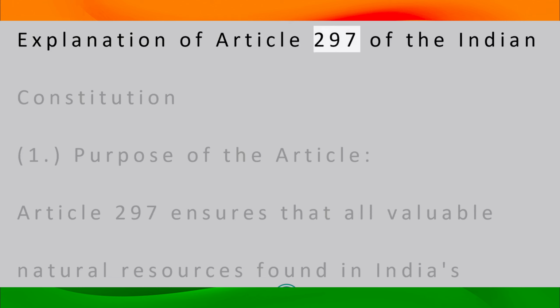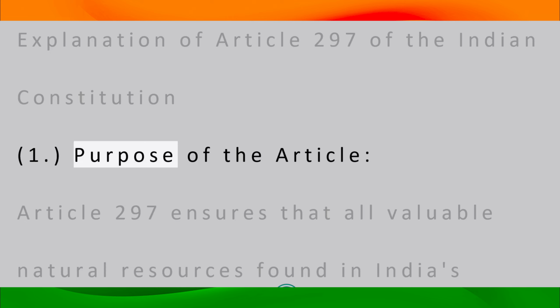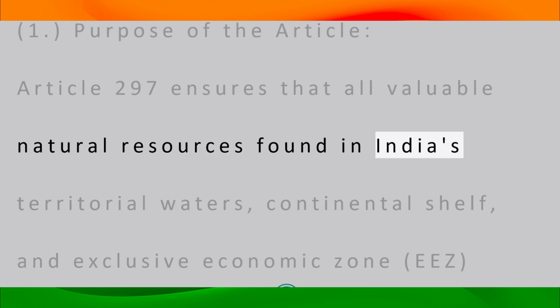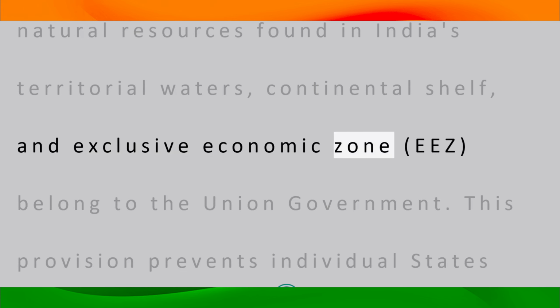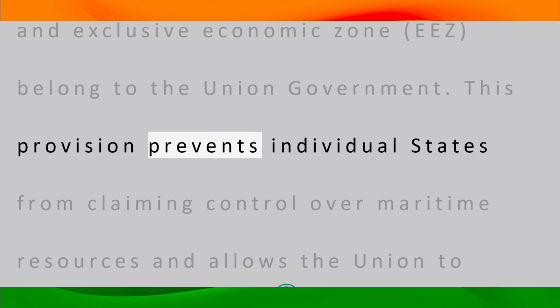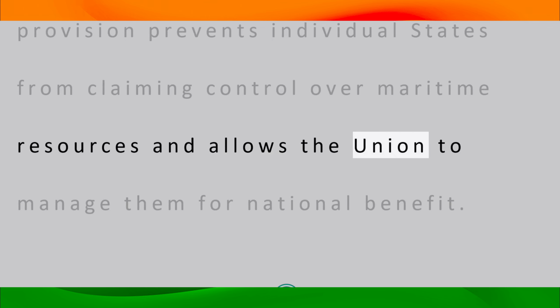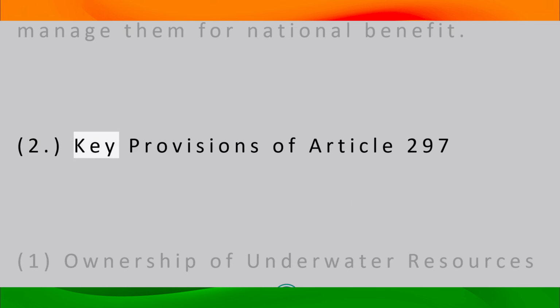Explanation of Article 297 of the Indian Constitution. 1. Purpose of the Article. Article 297 ensures that all valuable natural resources found in India's territorial waters, continental shelf, and exclusive economic zone, EEZ, belong to the Union Government. This provision prevents individual states from claiming control over maritime resources and allows the Union to manage them for national benefit.